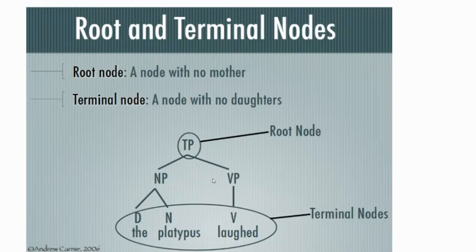In this case, this is a tense phrase which represents this sentence: The platypus laughed. Then we have the terminal nodes. We have the daughters, sisters, a node with no daughter. Terminal node. In the terminal nodes, the D, N, and V, which are parts of speech, this is the determiner, this is a noun, this is a verb. Terminal nodes have no daughter.